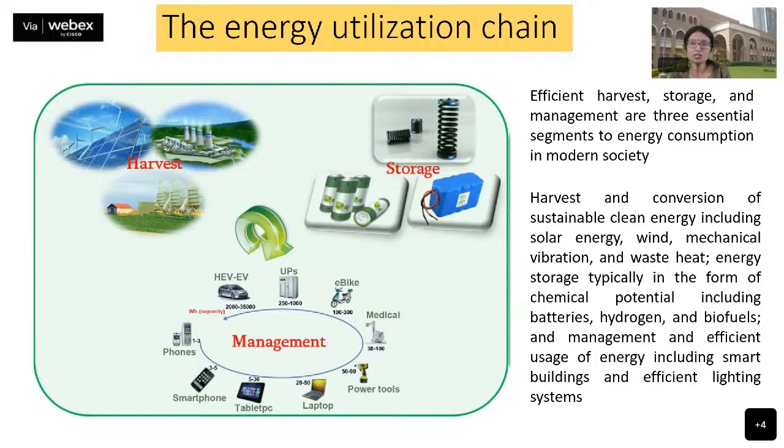So if you look into the energy utilization chain, there are three important points. One is harvest, the other is storage, and the other is management. Harvest and conversion of sustainable clean energy: right now we look into a fossil fuel-free world with solar energy, wind, mechanical vibration, waste heat. So we are improving energy storage in the form of chemical potential, including batteries, hydrogen, biofuel, and management and efficient usage of energy with smart buildings and efficient energy systems.